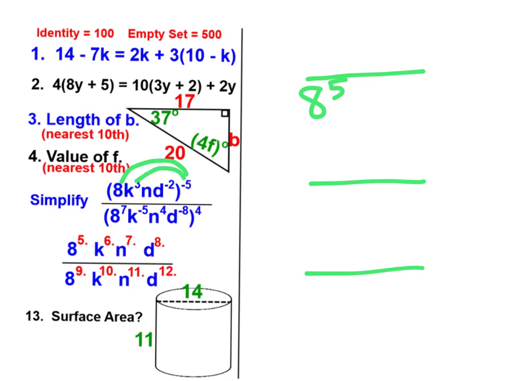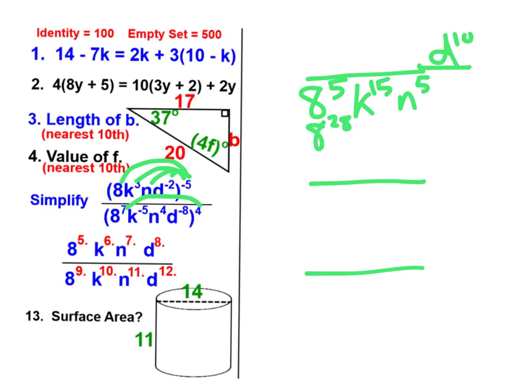We have k to the negative 15th, so it's going to go to the bottom as a k to the positive 15th. We have n to the negative 5th, so it moves to the bottom as n to the positive 5th. And then we have a negative times a negative power, so that's going to be a positive 10th, so we have d to the 10th power. All right, let's go to the bottom. I have 8 to the 28th. That stays on the bottom because it's a positive power.